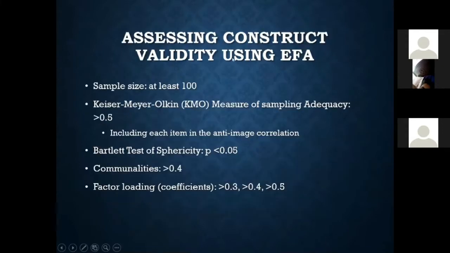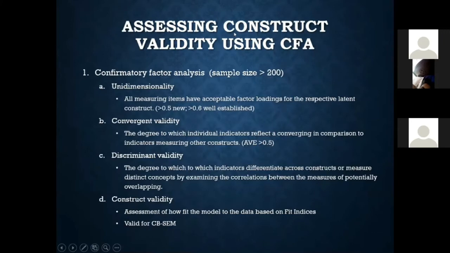Okay, so this is EFA. Another one is CFA. This is the most powerful way to determine validity, which is the construct validity. So the sample size, you need to have more than 200 to justify your sample size. Okay, so what to look for in construct validity?